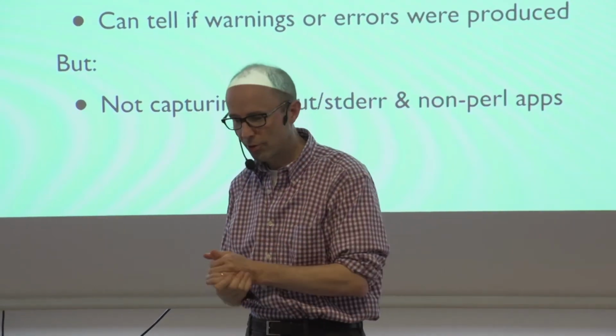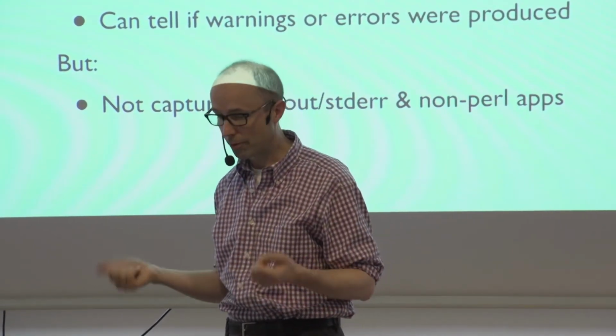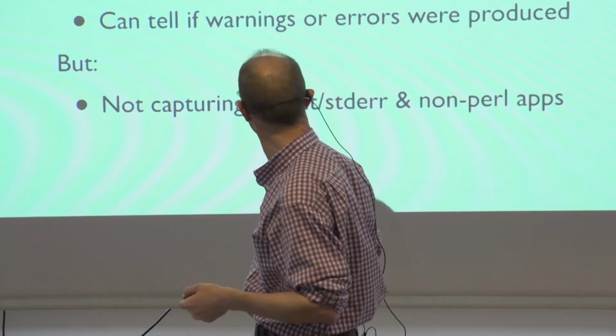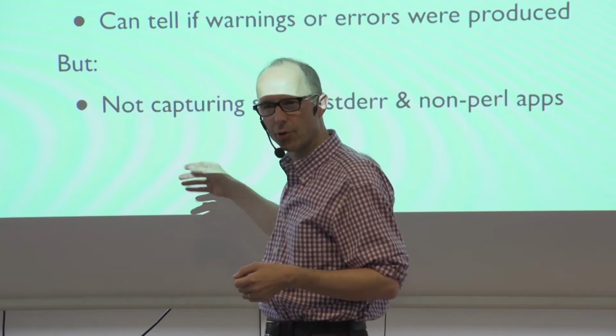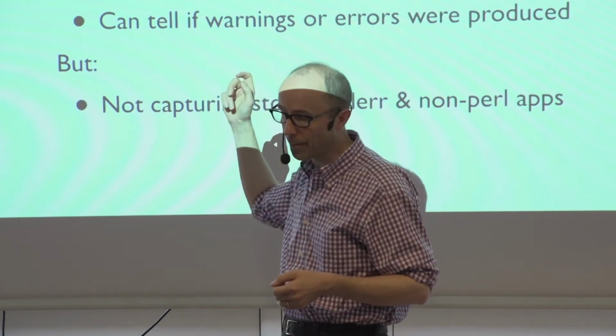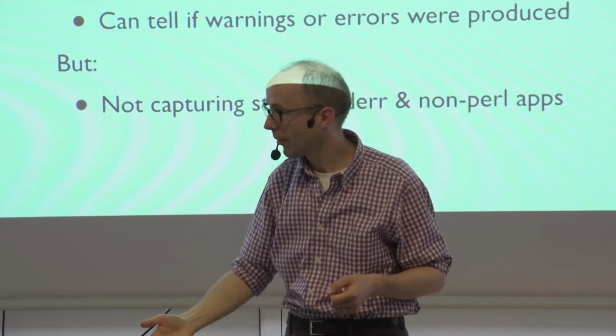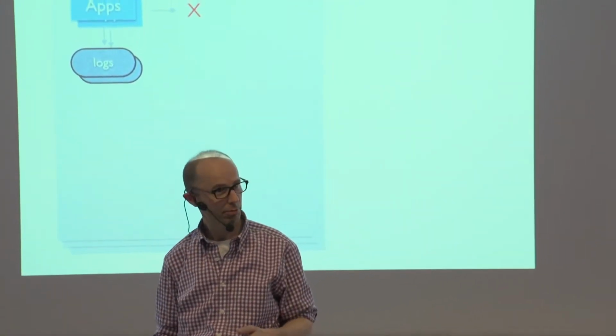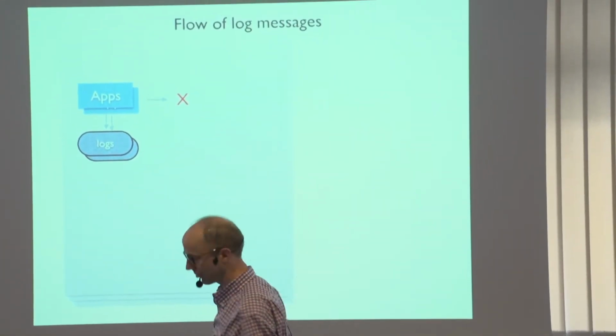So now, progress. We have timestamped log messages with severity. We have per app log files. We can tell if warnings or errors were generated, but we're not capturing stdout. So if, for example, we launch a subprocess, we have no record of the output from those. So this was the situation when I started, and we've now got to here. Progress. You'll see lots of extra space on this diagram.